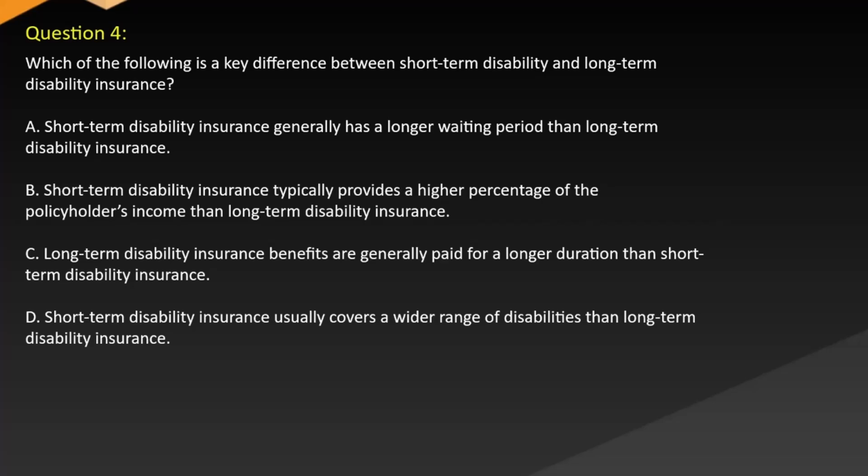Question 4. Which of the following is a key difference between short-term disability and long-term disability insurance? A. Short-term disability insurance generally has a longer waiting period than long-term disability insurance. B. Short-term disability insurance typically provides a higher percentage of the policyholder's income than long-term disability insurance. C. Long-term disability insurance benefits are generally paid for a longer duration than short-term disability insurance. D. Short-term disability insurance usually covers a wider range of disabilities than long-term disability insurance.